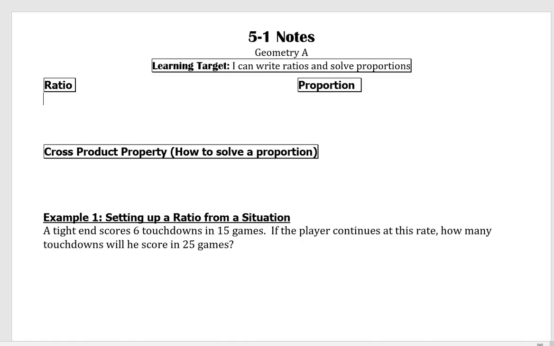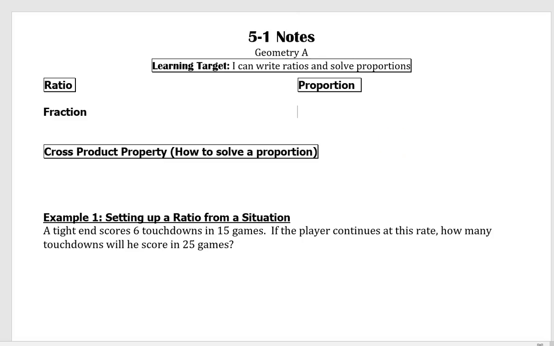All right, this morning we are going to start Unit 5, which is our similarity unit. And I'm going to start here just with a couple definitions for you guys. A ratio is just a fancy word for a fraction, if I can spell properly. And a fraction is just relating two different values together.